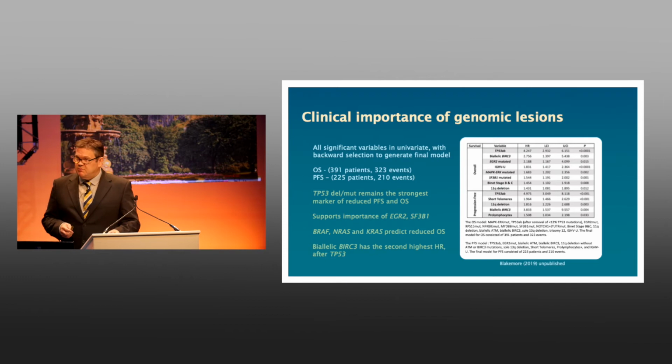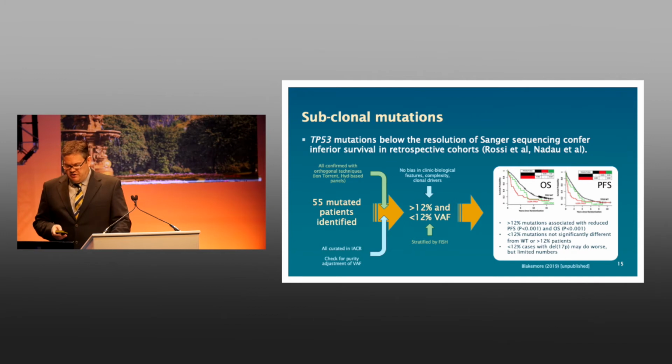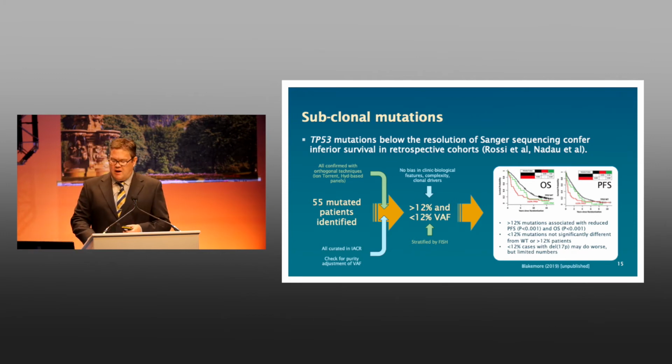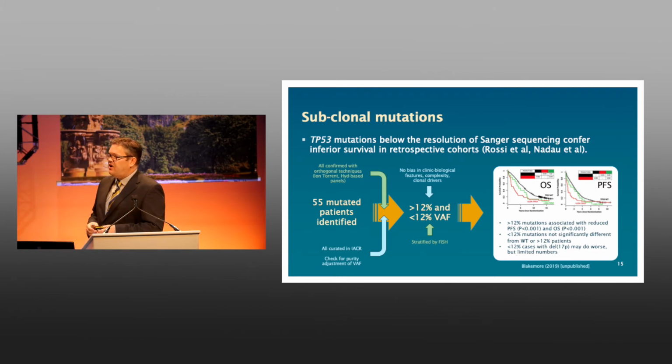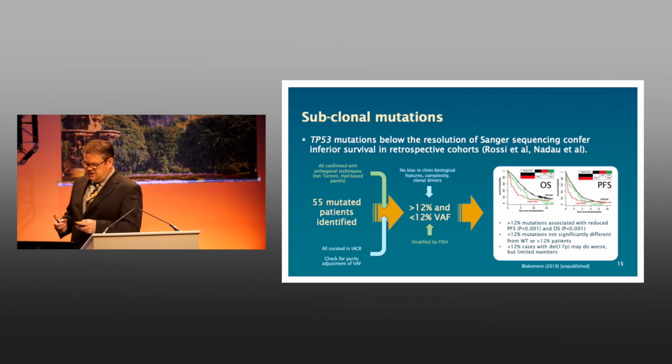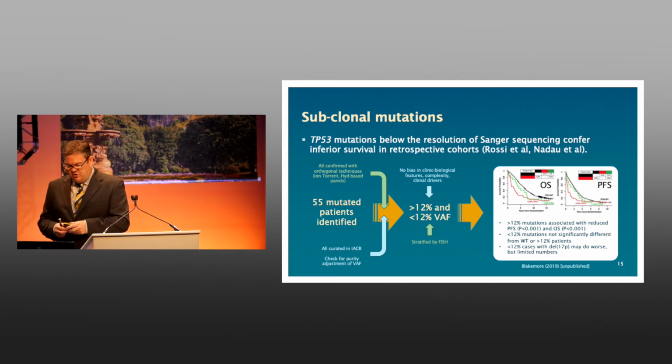The last thing I wanted to mention is that it's been shown in retrospective cohorts that mutations beyond the resolution of Sanger sequencing confer inferior survival, but less is known about its importance in the clinical trials context. So we identified 55 mutations. We confirmed them with a further technology. We curated their pathogenicity. We confirmed their VAF after adjusting for tumor purity.